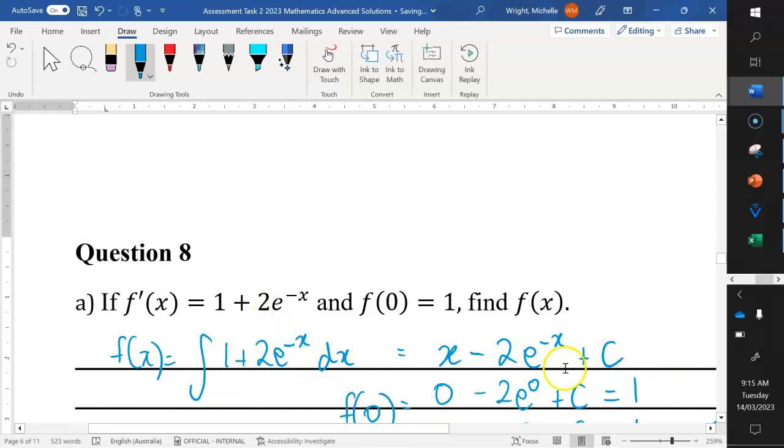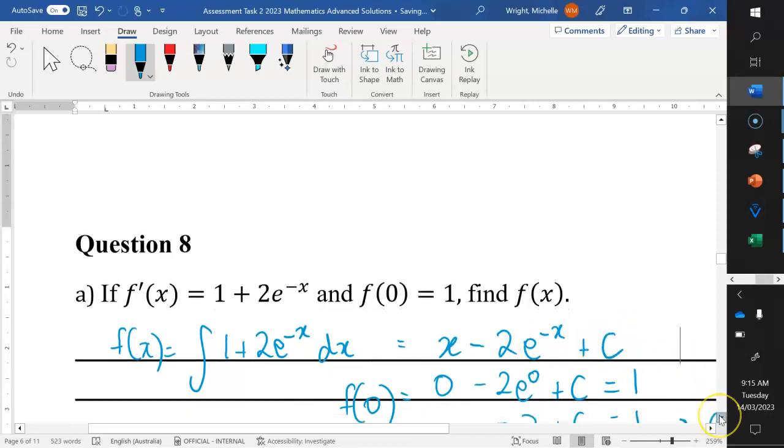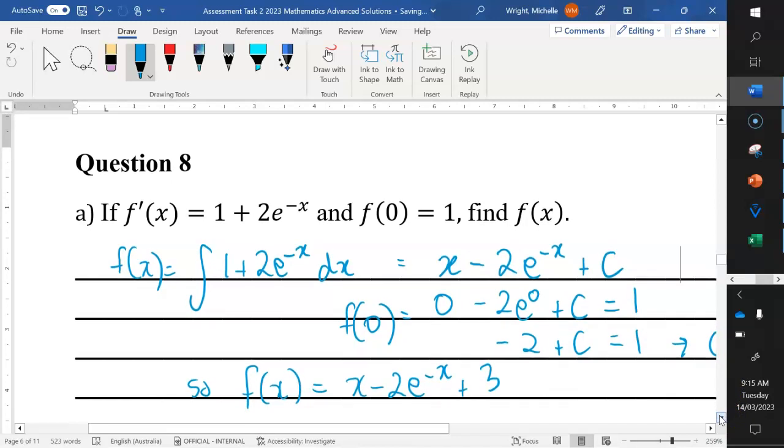So when I integrate f dash of x here, I'm going to get 1 when I integrate it becomes x. 2e to the minus x will become minus 2e to the minus x, and I need to add my plus c. A lot of people are not adding plus c. If you didn't add plus c, it's not going to work for you very well in this case. Now, I'm going to substitute in f of 0. I'll just fix that up there.